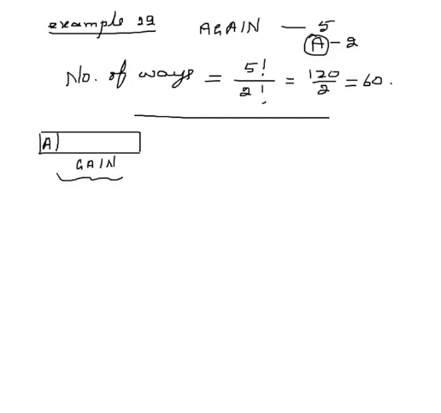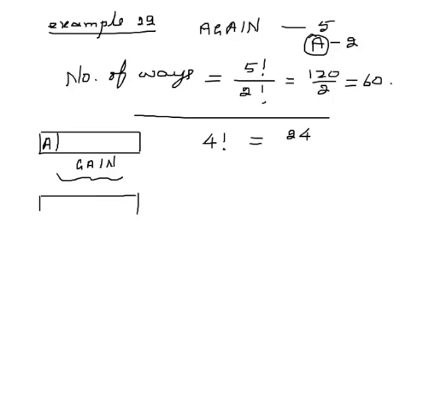So these remaining 4 alphabets can be arranged in 4 factorial ways, and all those 4 letters are different, because one A has been fixed in the first position. Now out of those 4 letters we have only one A. So 4 factorial is 24.